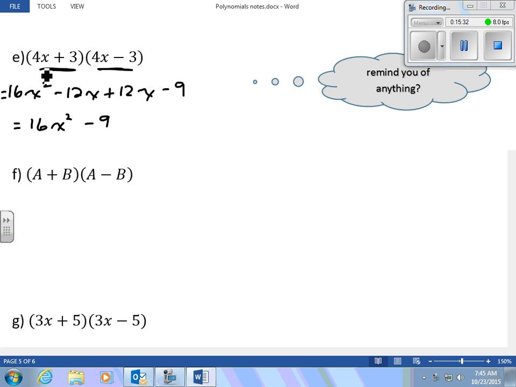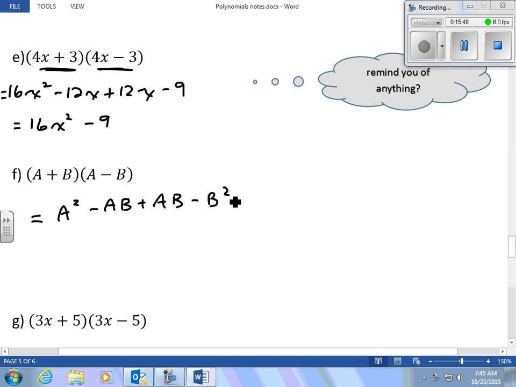We can prove it by just using a and b as generic terms. If we use FOIL on these, we'll have a squared minus ab plus ab minus b squared, and so we end up with a squared minus b squared. This is one of those patterns that's really nice because if you recognize the pattern, you can go straight to the last line and very quickly say what the final result is.